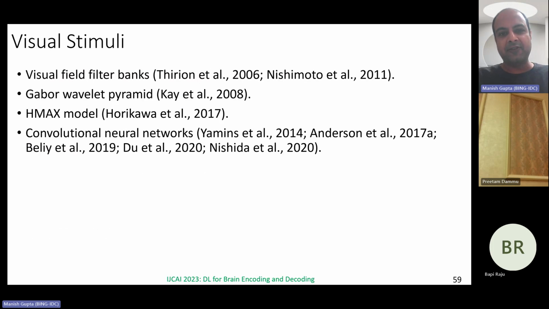The earlier pieces of work used methods which were popular in the computer vision community in those days. So visual filter banks, Gabor wavelet pyramids. And then as deep learning progressed, people started taking that progress into the neuroscience community as well. So HMAX is more like a primitive CNN. Folks used that, and of course, most of the recent models use CNNs when it comes to visual stimuli.